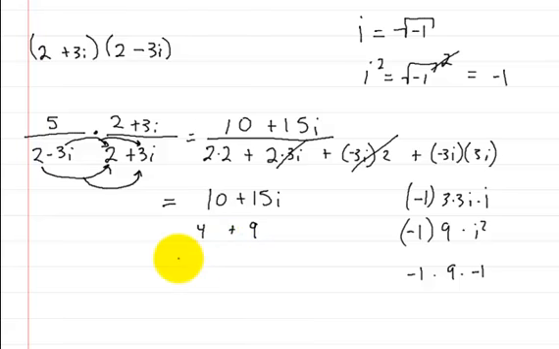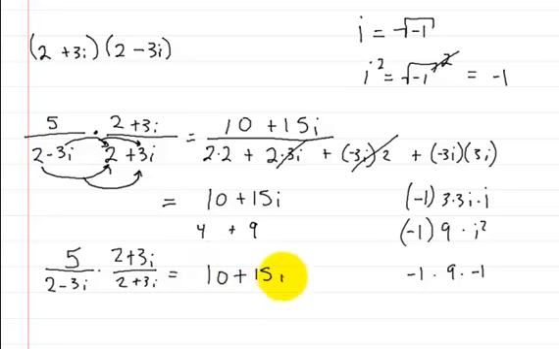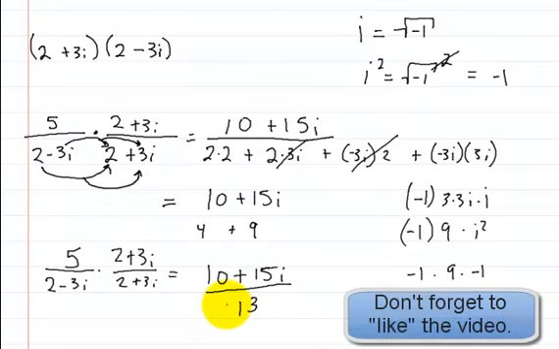So to finish it off, we could say that 5 over 2 minus 3i times its conjugate, 2 plus 3i over 2 plus 3i, is just equal to 10 plus 15i all over 13. And that's how you would do that one.